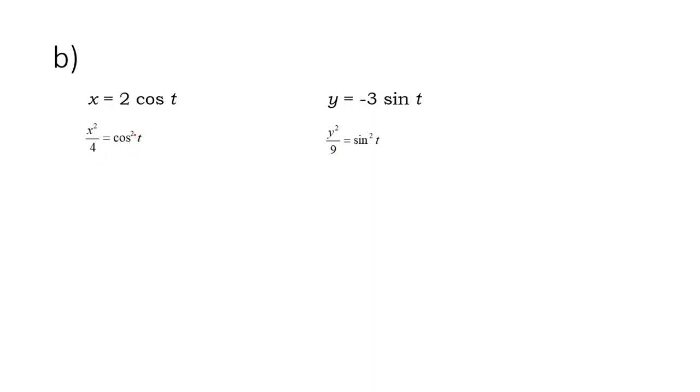Add up cos squared t plus sin squared t, you know this one. Cos squared t is x squared over 4, sin squared t is y squared over 9, so it equals 1. So this is an ellipse equation where the ellipse is centered at the origin, x equal to 0, y equal to 0. The intersection of the ellipse will be from negative 2 to positive 2 at the x-axis. On the y-axis, it will be from negative 3 to positive 3.